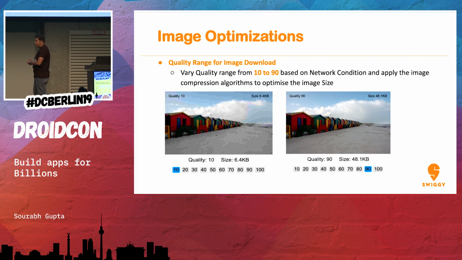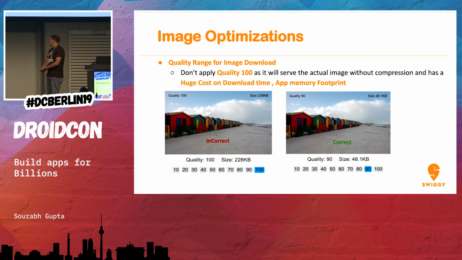So based on your network quality, we'll change the quality of the image and download the right image. We use quality 10 to show the blurred image to the user, that is the image placeholder. We show quality 90 to show the best image to the user if you are on a Wi-Fi network, 4G network, or a very good network speed.